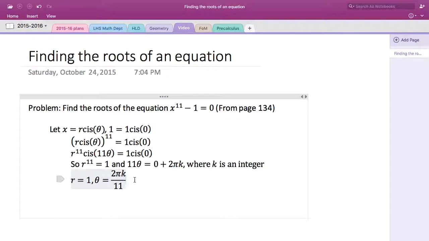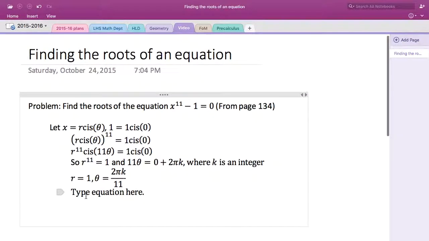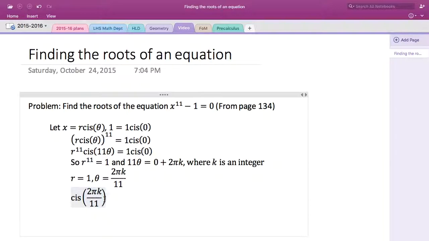So we'll have r, which is 1. So we're just going to substitute it into this, which is r cis theta. r is 1, and theta equals 2 pi k over 11. Then if you substitute in k, so we have 11, imagine that we have a unit circle, and then we have 11 dots equally distributed.